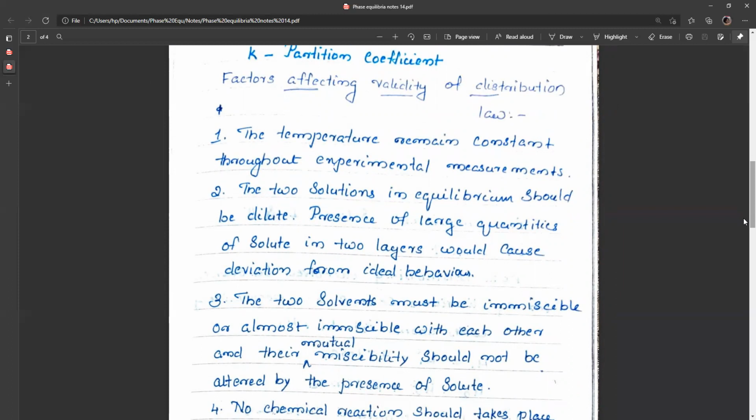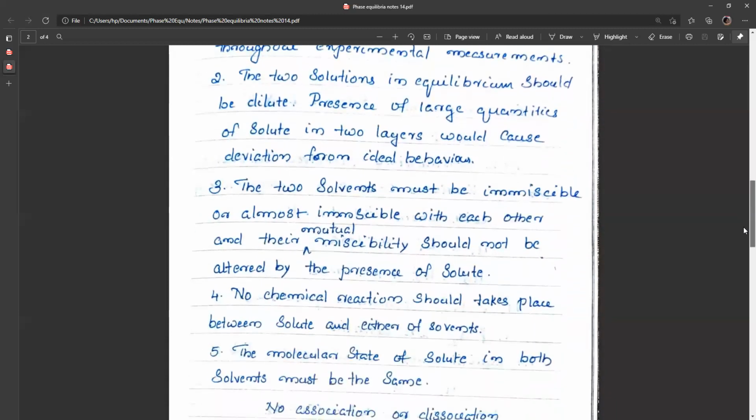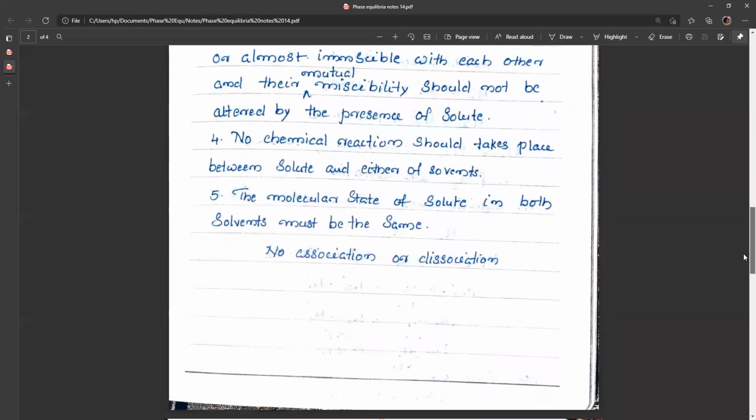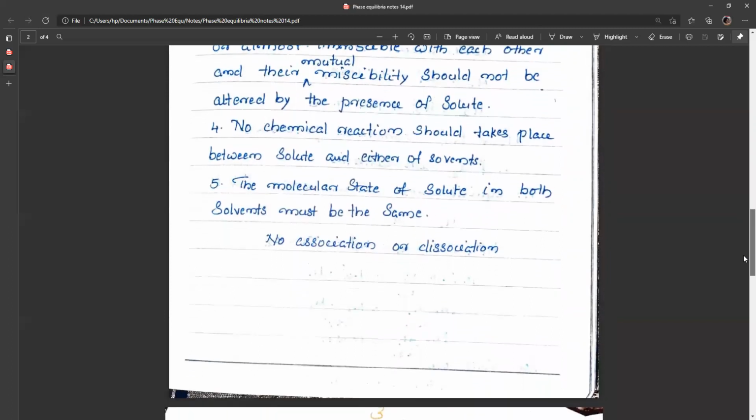The two solvents must be completely immiscible or almost immiscible, and if they are almost immiscible, their mutual solubility should not be altered by the presence of the solute. No chemical reaction should take place between solute and solvents, and the molecular state of the solute in both solvents must be the same. No association or dissociation.